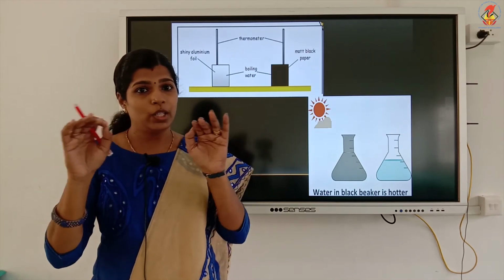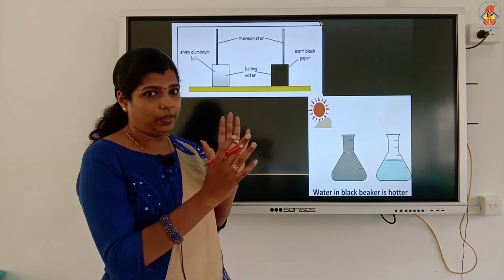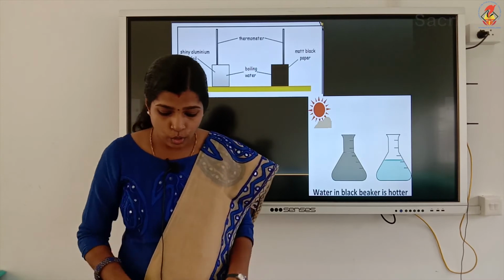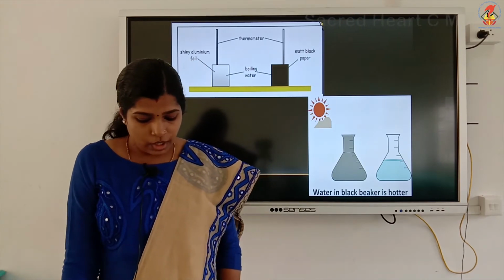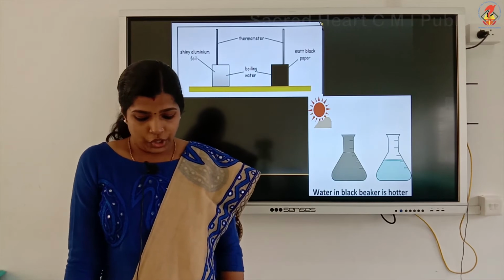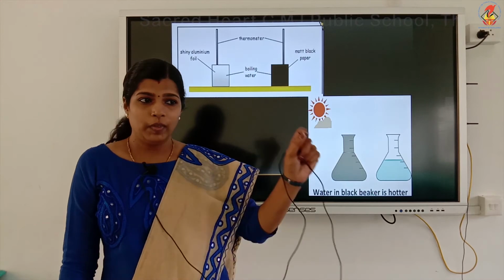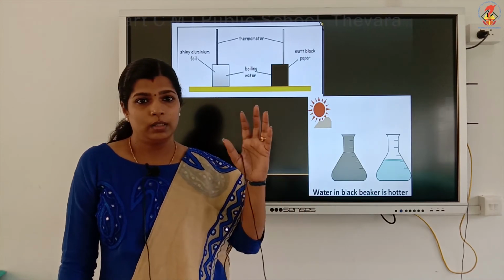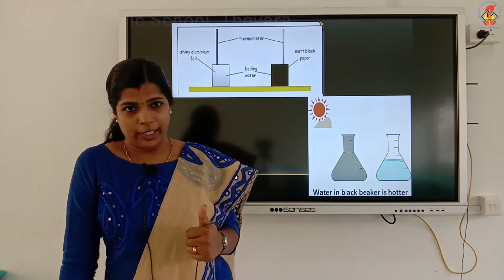Now, both the temperatures are the same. Now, I will keep both the cans in the shade. Following the same method, we will note the temperature after 2 minutes, 5 minutes, 10 minutes, 15 minutes, like that.